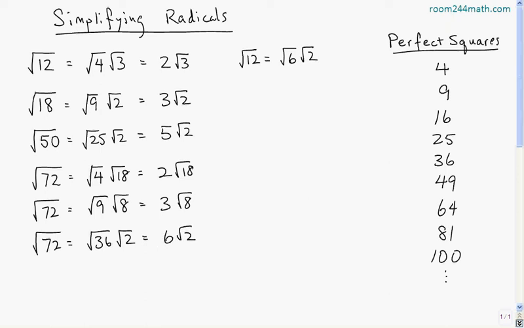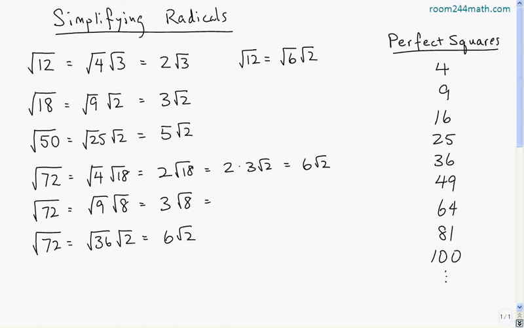Now, who's right? Well, all three of them are equivalent expressions, but the only one that is fully simplified is 6 root 2. And the reason is both root 18 and root 8 can be further simplified. We've already seen how to simplify root 18. It becomes 3 root 2. And so this ends up becoming 2 times 3 root 2, which ends up becoming 6 root 2, exactly what we get at the bottom.